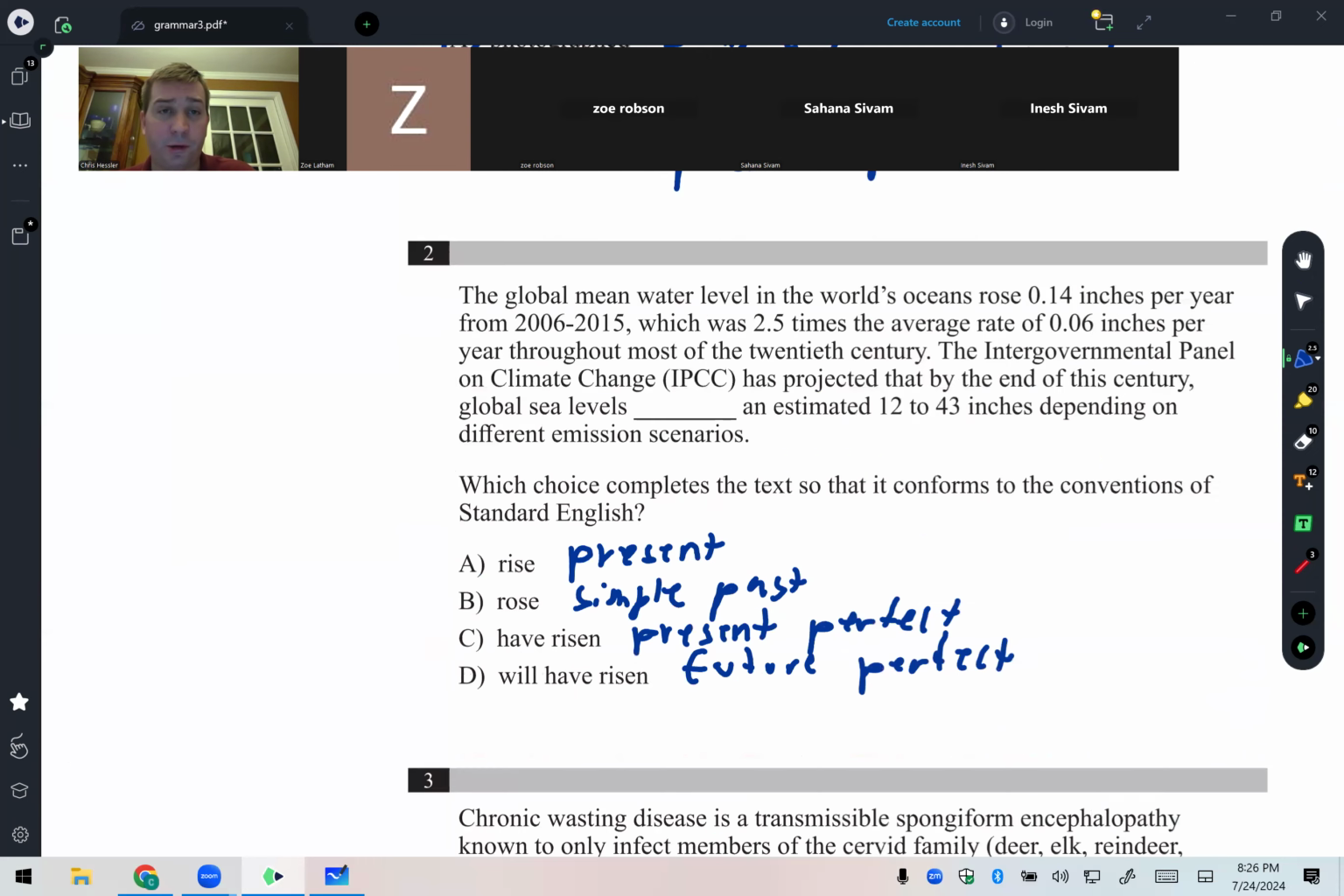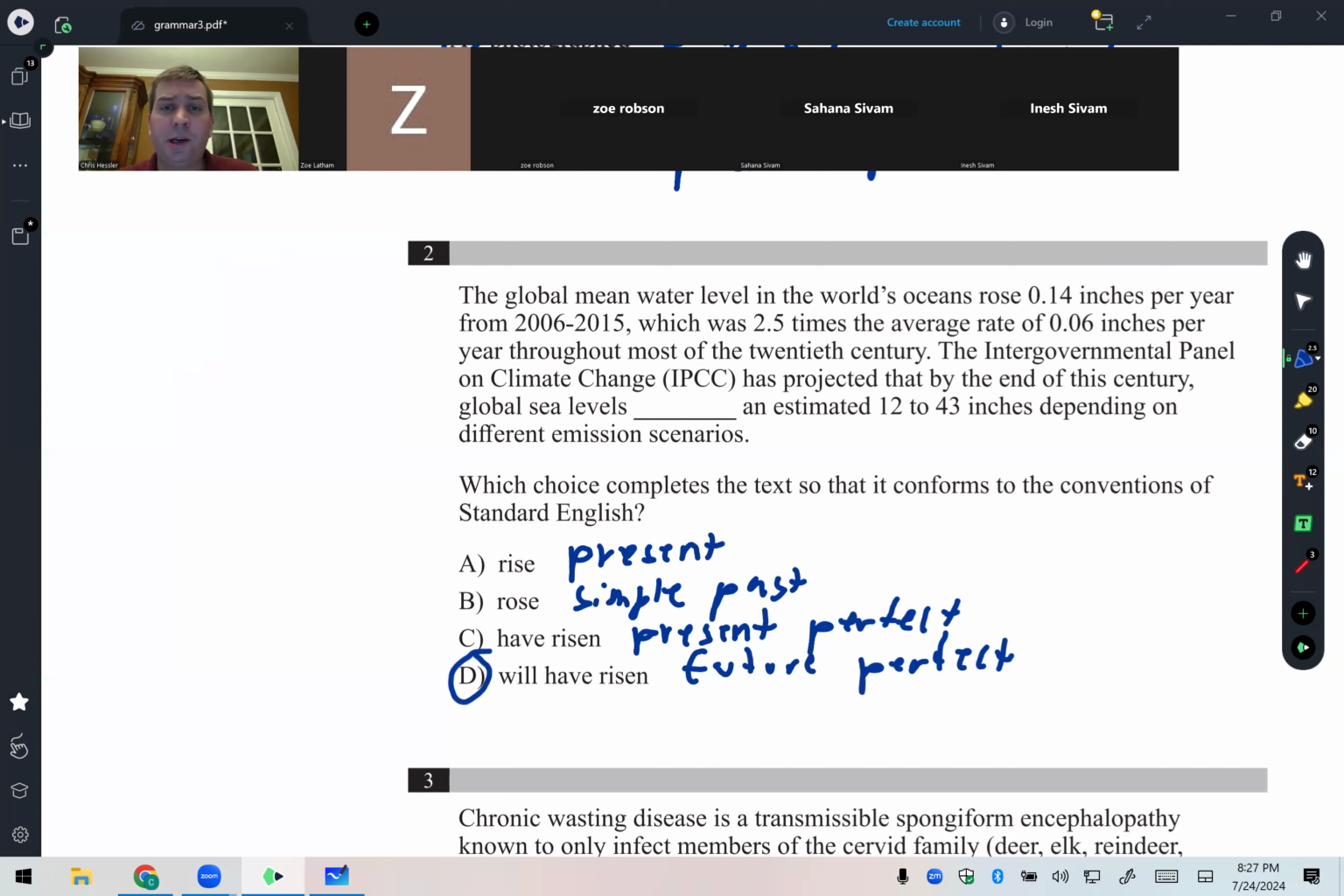Next one. This looks like it's another tense question. The global mean water level in the world's oceans rose 0.14 inches per year from 2006 to 2015, which was 2.5 times the average rate of 0.06 inches per year throughout most of the 20th century. The Intergovernmental Panel on Climate Change has projected that by the end of this century, global sea levels blank an estimated 12 to 43 inches, depending on different emission scenarios. So here we have multiple events that will occur in the future. We have the ending of the century, and we have the rising of the sea levels. So I need the future perfect. Let me read the corrected version.